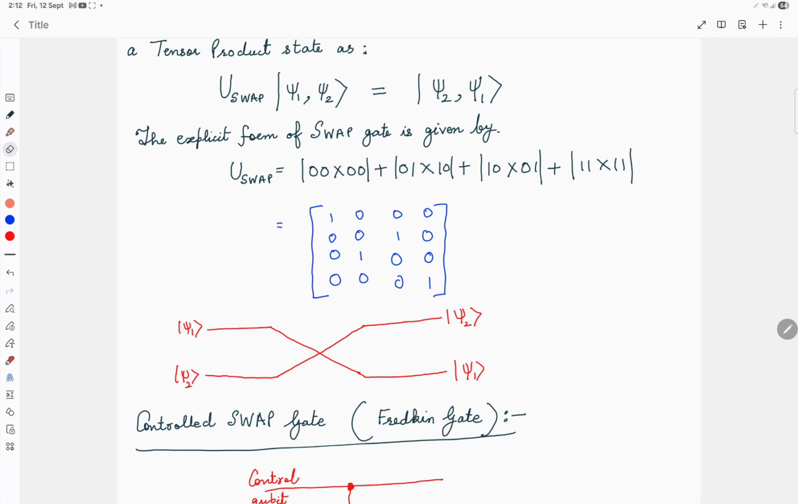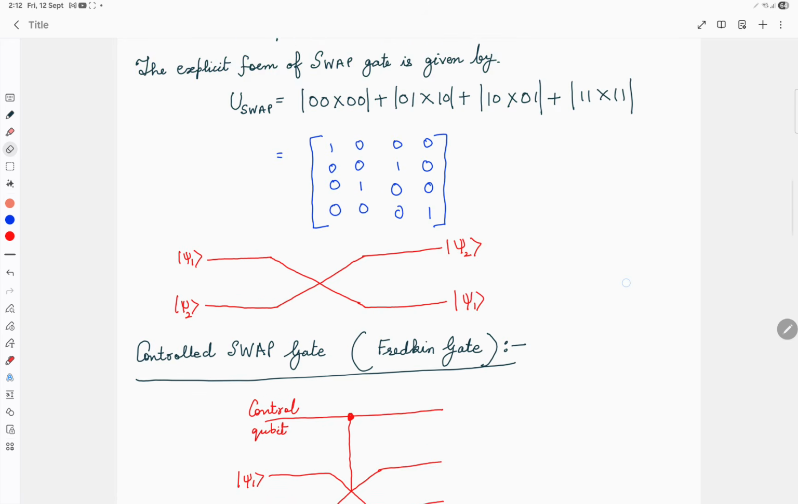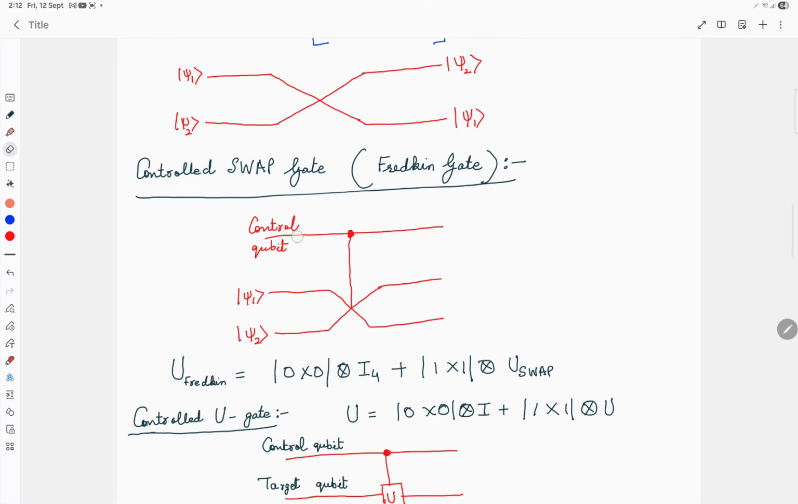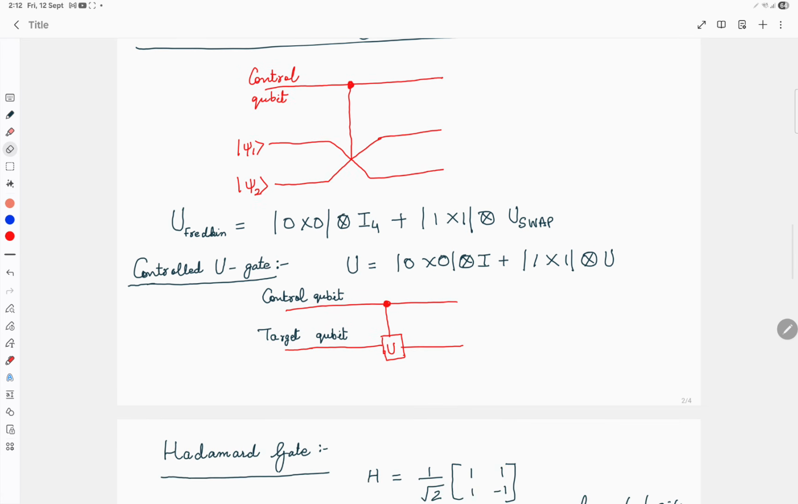Now we can also add a control line here. Adding the control line means that only when the control qubit is 1 will the swap take place. Again, this is the explicit form.